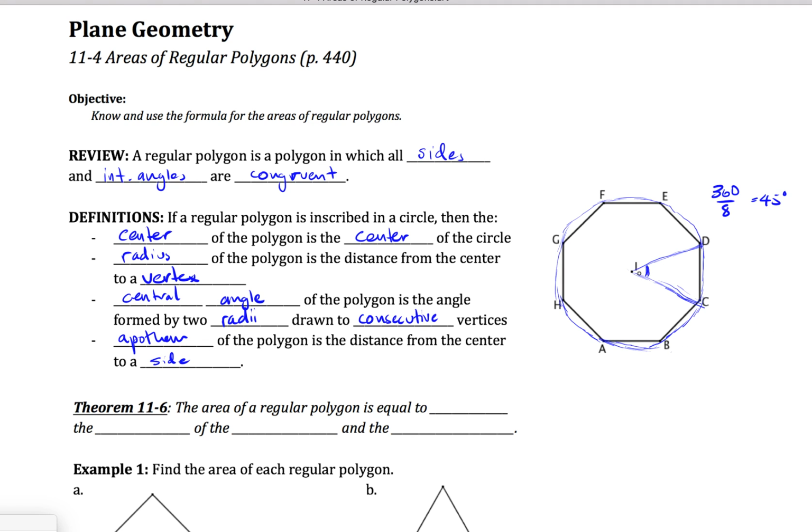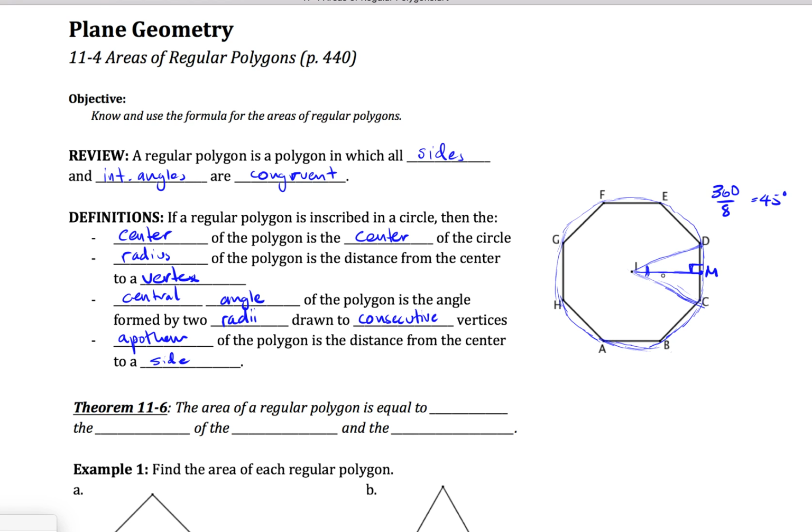So in other words, if I go from the center I over to segment DC, which is a side. Now remember, if we measure the distance from a point to a segment, we're going to measure along a perpendicular segment. So that apothem will always be perpendicular to the sides. That's going to be this distance from I, to this point right here, we'll call it M. That will be the apothem.